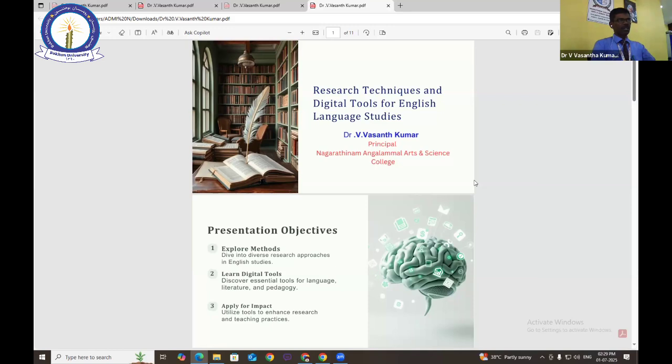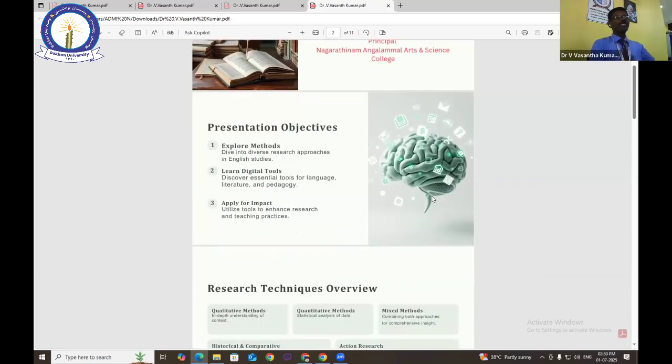So under this topic, research techniques and digital tools for English language studies, it follows three main objectives. Number one is to explore the methods, how we are going to dive into the diverse research approaches in English studies. Not only in English studies, every research must focus on exploring methods, how we are going to follow the methods for our findings, for our research ideas.